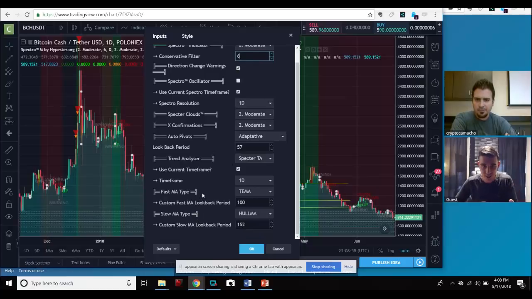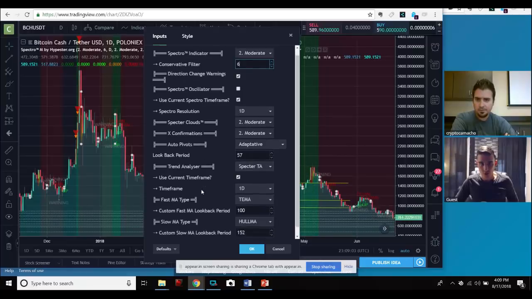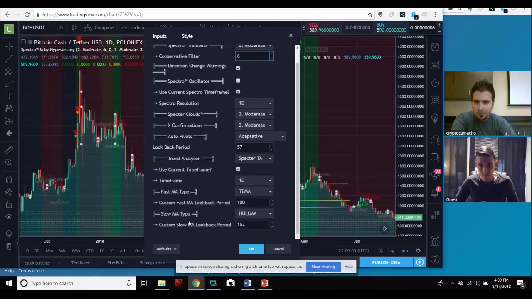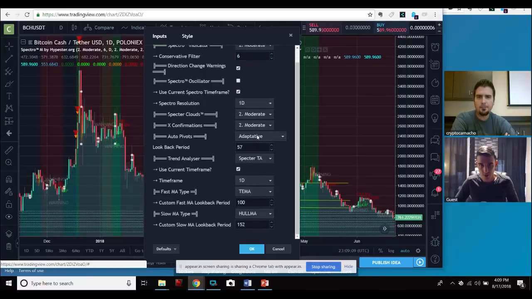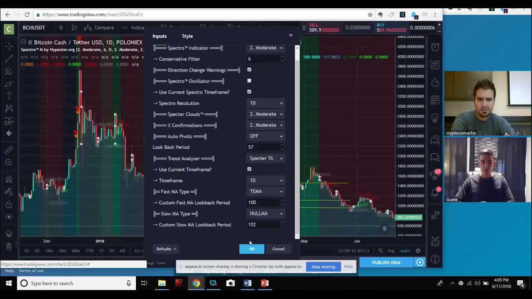How do I take off the Fibonacci just for now? Auto pivots. Let's see, where's that? At the bottom or the top? No, right after X confirmations. Oh, got it. Okay. Just for the sake, it'll make it easier to see for now.